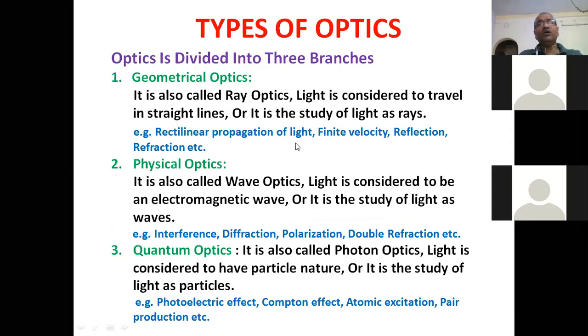So this optics branch is again divided into 3 sub branches, and these 3 sub branches are geometrical optics, physical optics, and quantum optics.